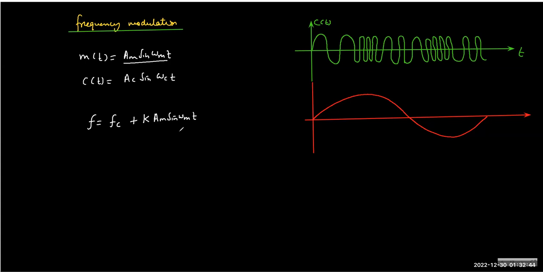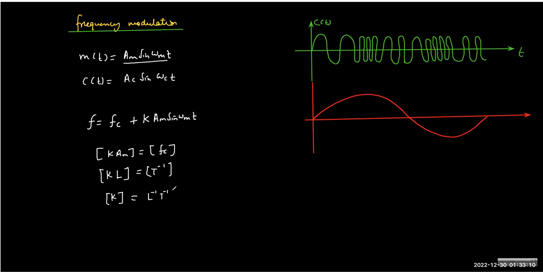Are you getting my idea what I'm saying? Why is K introduced here? Any idea? Because I cannot add frequency with amplitude. So dimensionally, K into amplitude must be the same as the dimension of frequency. So K into L equals T inverse. So what is the dimension of K, guys?